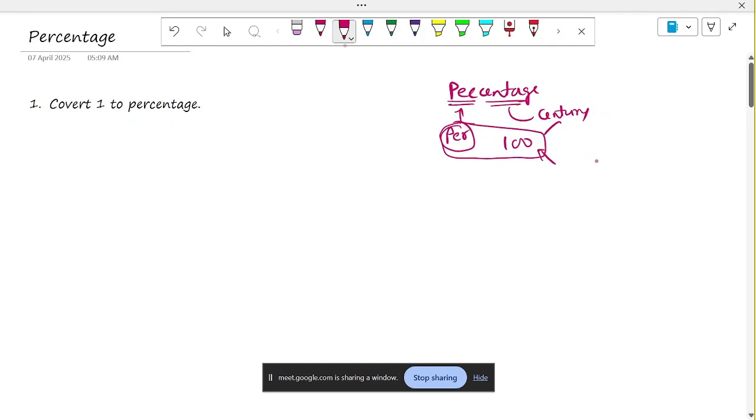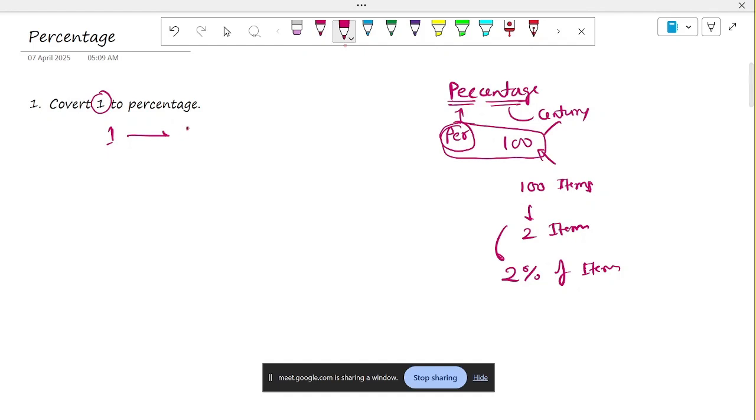Okay. Now if there are 100 items and you choose two items from that, so how many items do you choose? You choose 2% of the items. The same way, if you got a full number, you consider 1 to be 100 actually. So 1 is nothing but 100%. Okay, this is the answer of this question actually. If it is a full number, then you are going to consider it is 100%.